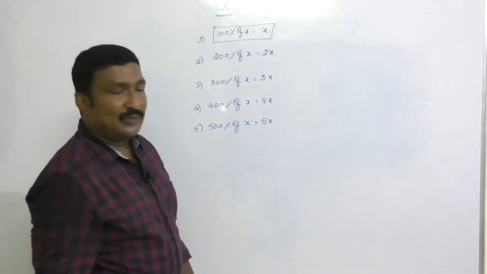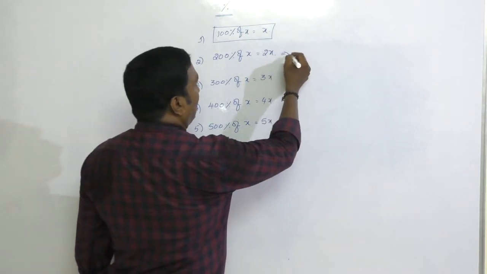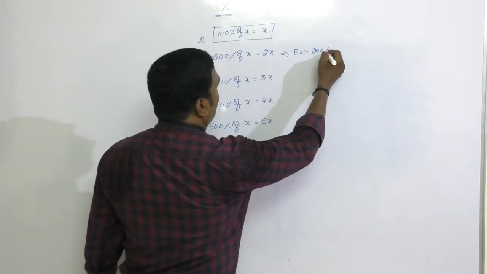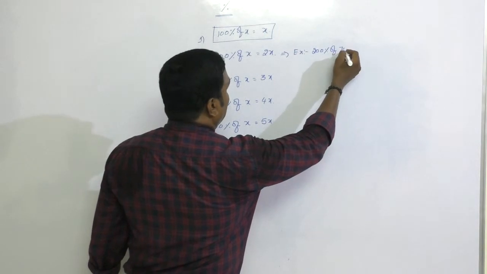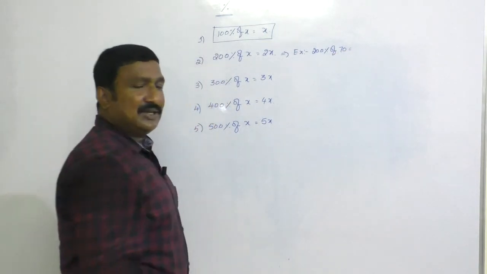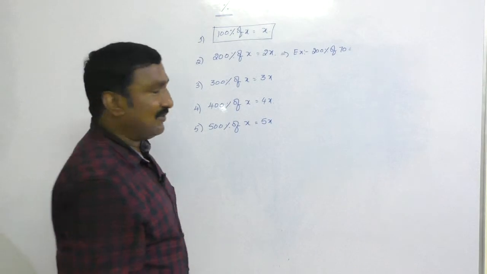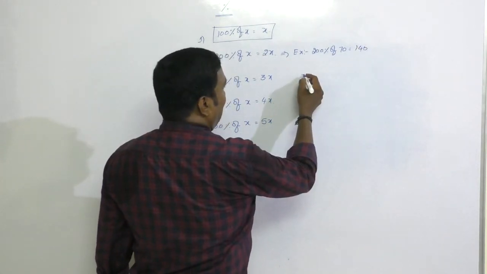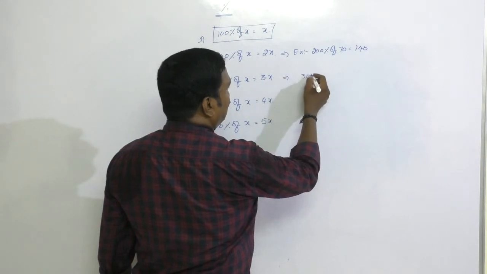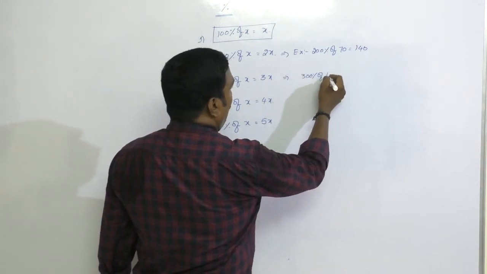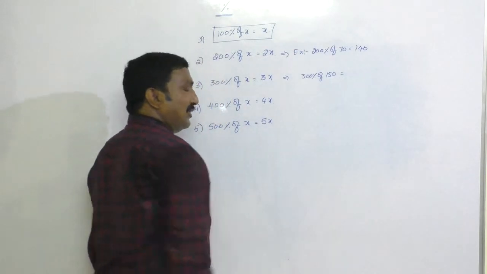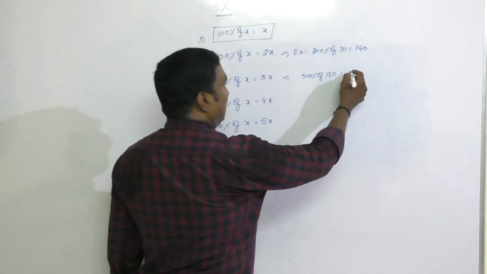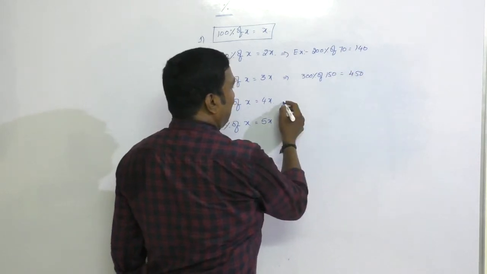Okay now friends, for example, 200% of 70. What is the 200% of 70? We have to multiply 2 times 70. 2 times 70 is equal to how much? 140. Similarly, 300% of 150. What is the 300% of 150? We have to multiply 3 times 150. 3 times 150 is equal to how much will become? 450.